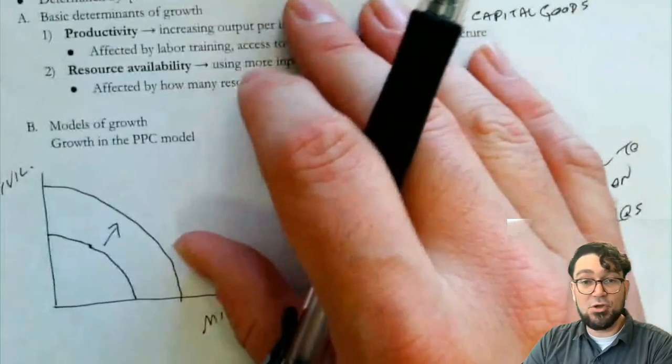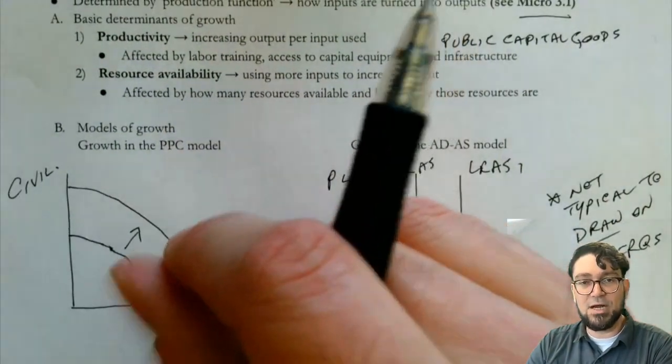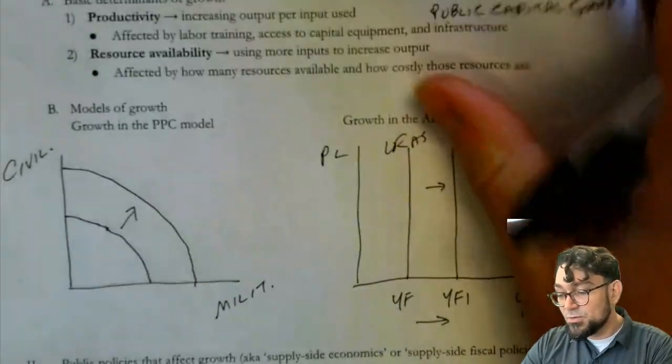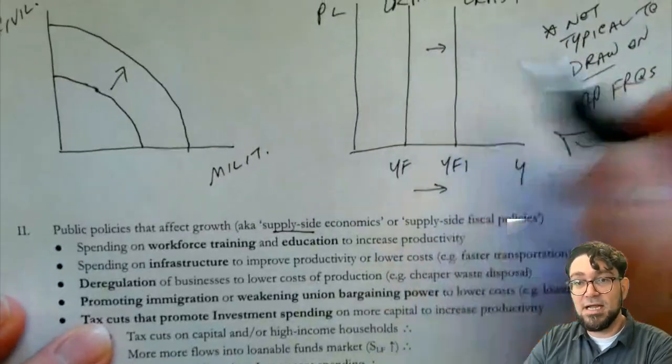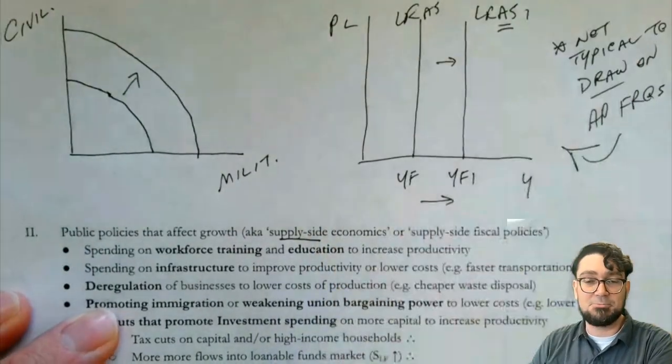Now, there are some things that we can do as an economy, as a government, right? Public policy, if you want to think about how we could do these. How could we make our things more productive or get more resources? In general, we call these supply-side policies, right? Because these are aggregate supply. That's where the name comes from. How could we push this aggregate supply curve to the right?